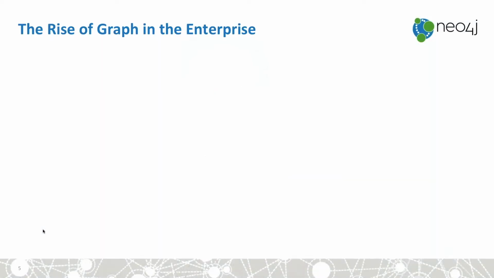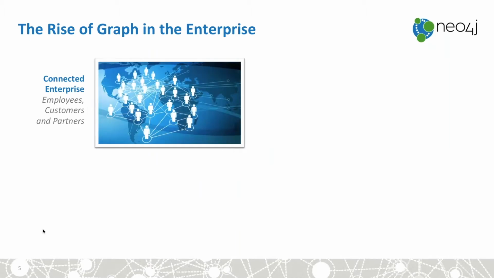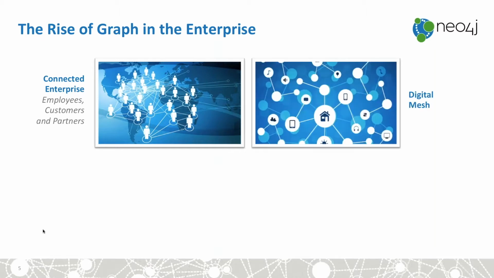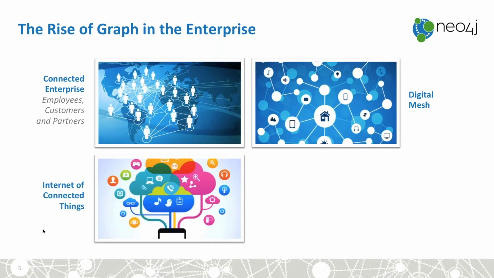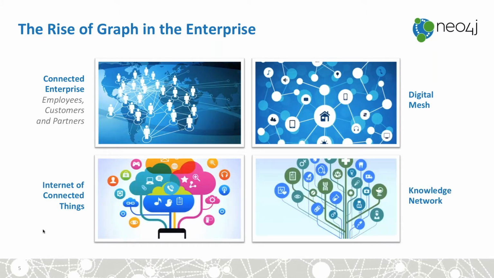And actually, what we see in the enterprise is that the enterprise is adopting the graph more and more, from connected enterprises where the information about employees, customers, partners, products, and support is available in a 360-degree view, to a digital mesh connecting all kinds of information to the Internet of Things, to general knowledge networks. Actually, it is all about having data available in such a way that you can leverage the connections between all data or related data.